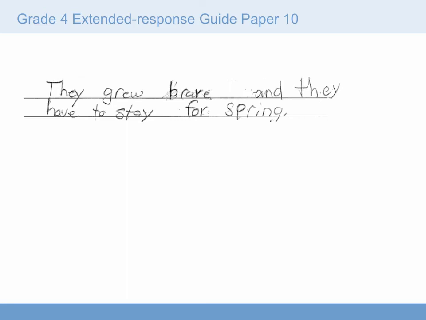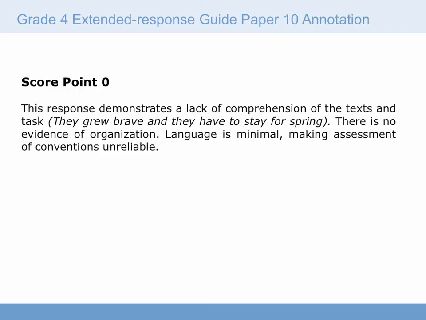The final guide paper is paper 10. The student writes, "They grew brave and they have to stay for spring." Clearly, this student has demonstrated a lack of comprehension of the task and the text.